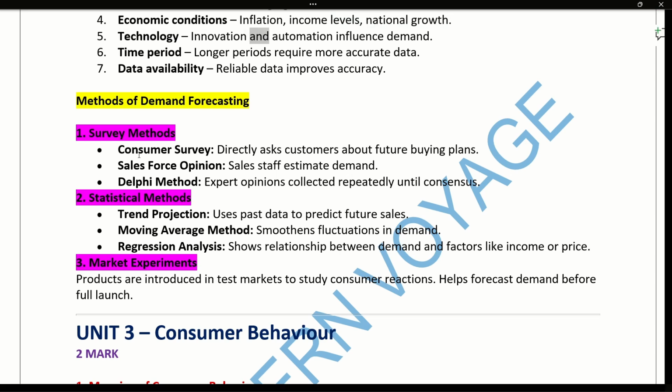Technology. Innovation and automation influence demand. Time period. Longer periods require more accurate data. Data availability. Reliable data improves accuracy.